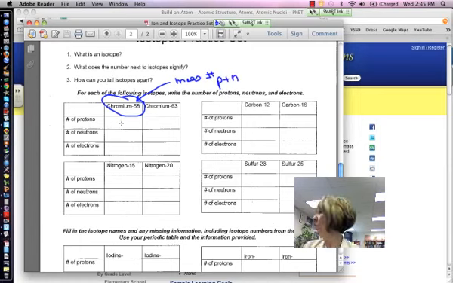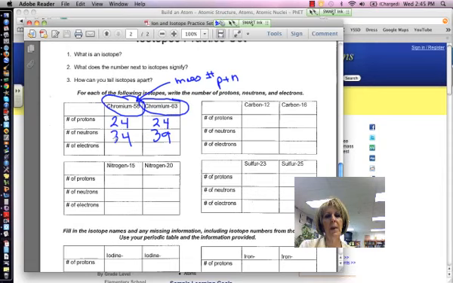Okay, so if I look at chromium on the periodic table, it has 24 protons. All chromium has 24 protons. But this is going to have a different number of neutrons. So I'm taking 58 minus 24, that is 34 neutrons, okay? And then this isotope of chromium is going to have 63 minus 24 neutrons, which is going to be 39 neutrons. So chromium 63 is a heavier isotope than chromium 58.